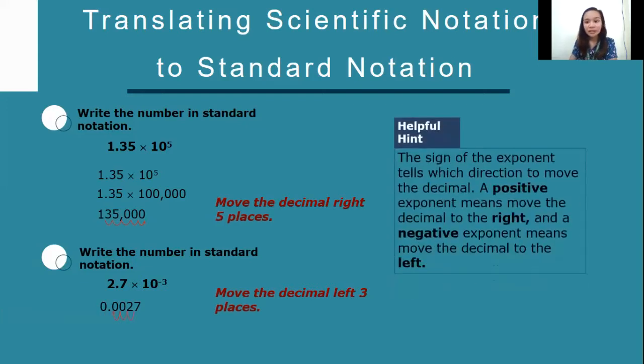Another helpful hint, the sign of the exponent tells which direction to move the decimal. If it is positive, it means you have to move your decimal point going to the right, and if it is negative, you have to move your decimal point going to the left. Okay, so that is for the scientific notation to standard notation.